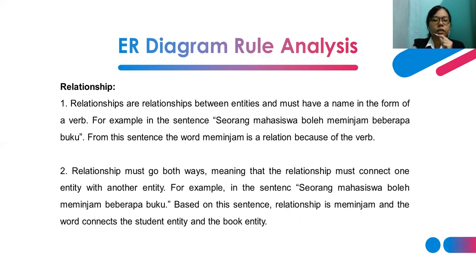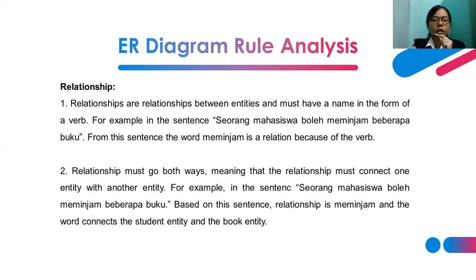And the third is relationship. Relationships are connections between entities and must have a name in the form of a verb. For example, in the sentence, seorang mahasiswa boleh meminjam berapa buku. From this sentence, the word meminjam is a relationship because it is a verb.